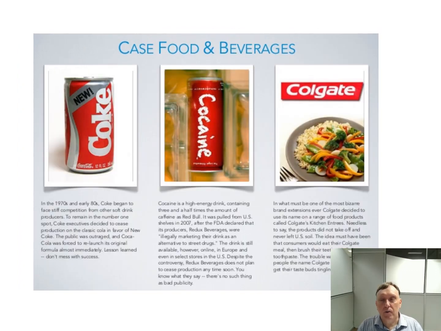There's a couple more here where we have Coke. It came out in the late 70s, early 80s. They were obviously having lots of competition from others, Pepsi being specifically the main one. So they decided to launch a newer product. Coke executives decided to cease production of the classic cola in favour of the new Coke. The public was outraged, and Coca-Cola was forced to relaunch its original format almost immediately. So don't mess with success.